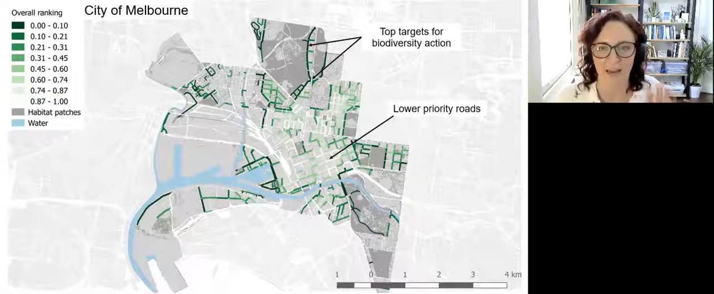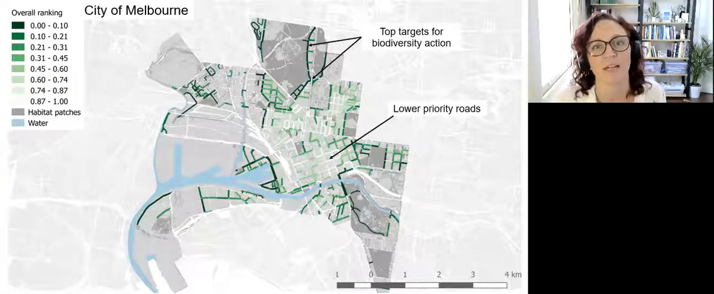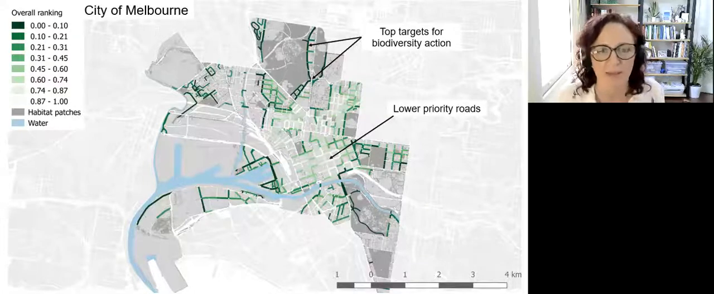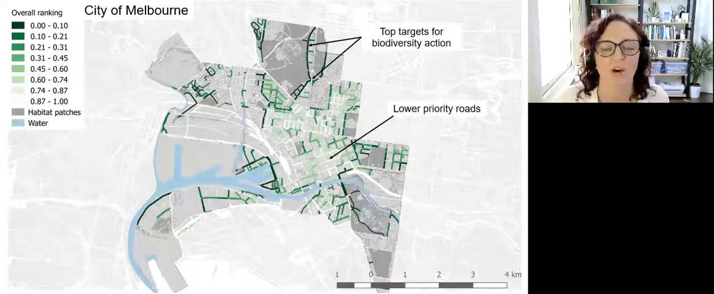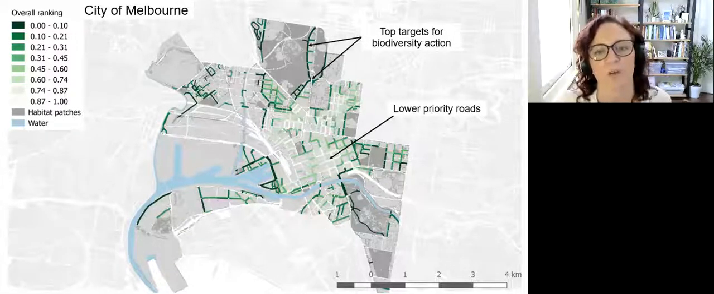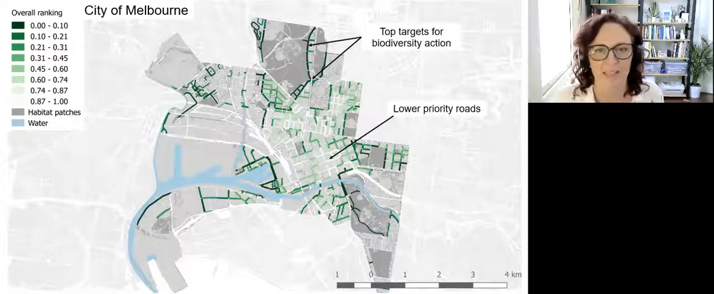And what you can see here are the top targets for biodiversity action, the dark green roads, places where if we can mitigate the barrier effect of that road, it's going to have a really big impact on total landscape connectivity for lots of different species. And the lower impact roads, the lower priority roads, are the ones where even if we did shut the road down and plant heaps of trees, it's not going to make so much of a difference because of the arrangements of habitat and other barriers in the landscape.